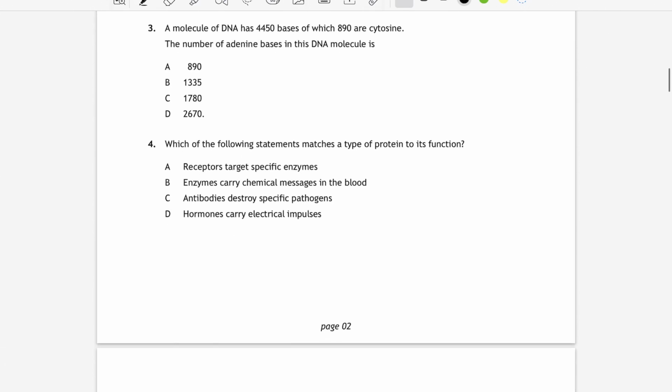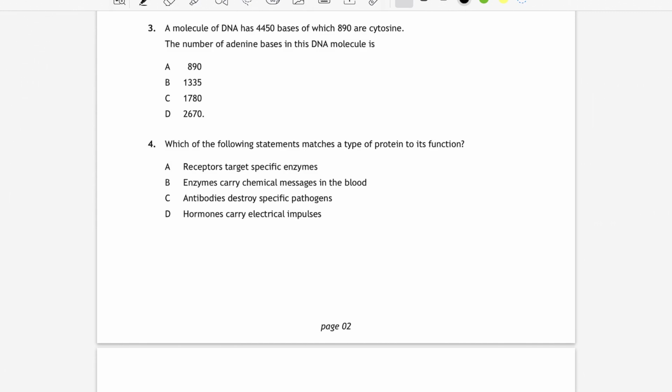Question number 3. A molecule of DNA has 4,450 bases, of which 890 are cytosine. The number of adenine bases in this DNA molecule is, and again, you can pause the video and see how you get on. Okay, now that you've paused the video, you probably broke out your calculator for this one. Remember, it's always important that you have a calculator to hand for the exam and for doing the past papers.